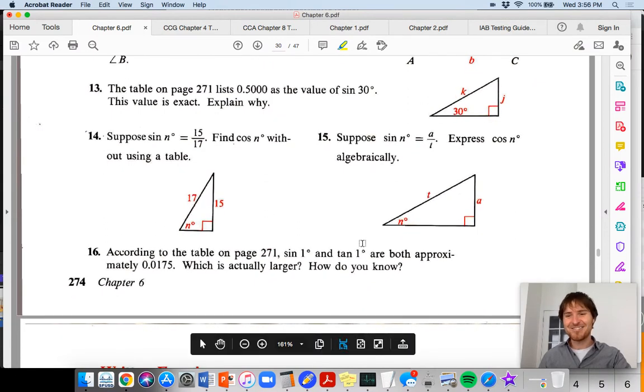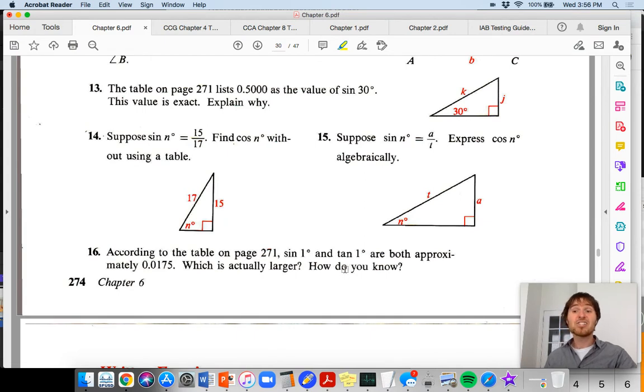I know this is a tough thing to explain, but what's the largest side of a triangle? Are the legs ever larger than the hypotenuse of a right triangle?